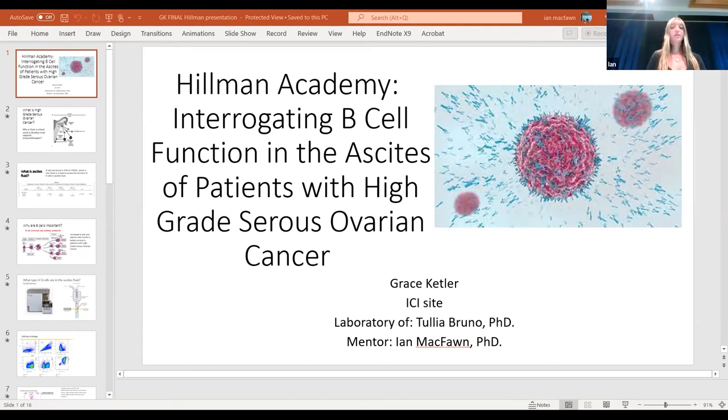And I also graphed this just to make sure the results were consistent. And no matter how many cells there were in general, there were always more plasmablasts in ascites fluid compared to the media, which is interesting.